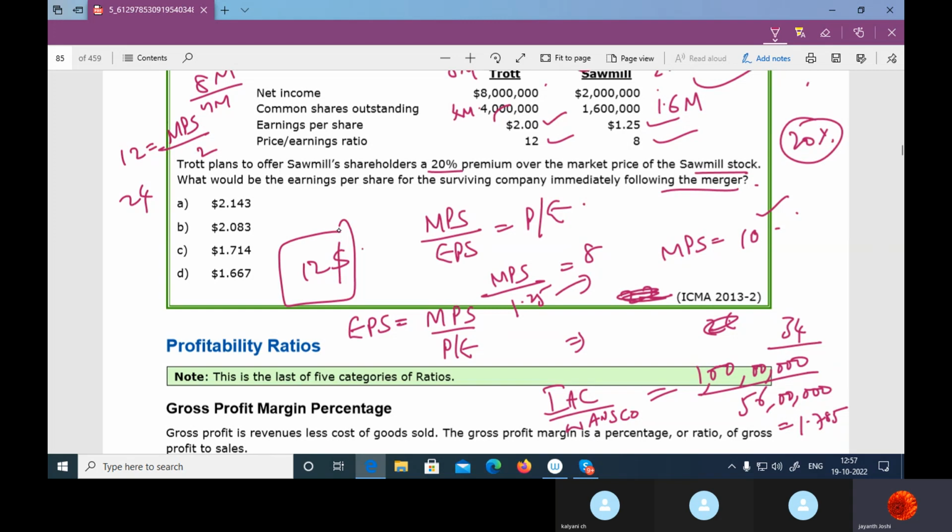And here market price by, what is the market price I got? 10, sir. 10, no? 10 I got, and again 12. So market price is 12 for sawmill, and for this company it is 24. Correct? Because the market price formula is P ratio into EPS. So P ratio into EPS is nothing but 24. Here it is 10, 10 ka 12. So 36 is my market price. So in total the EPS is 20% premium is this, 36 by 20.